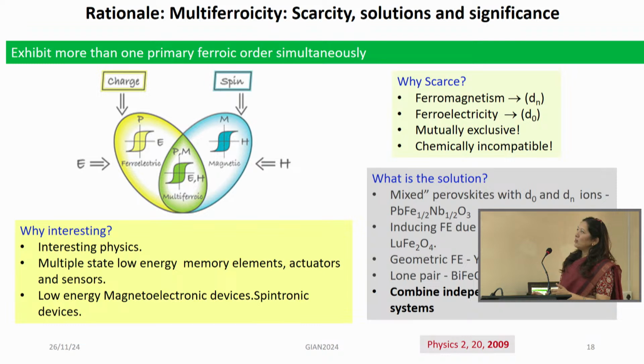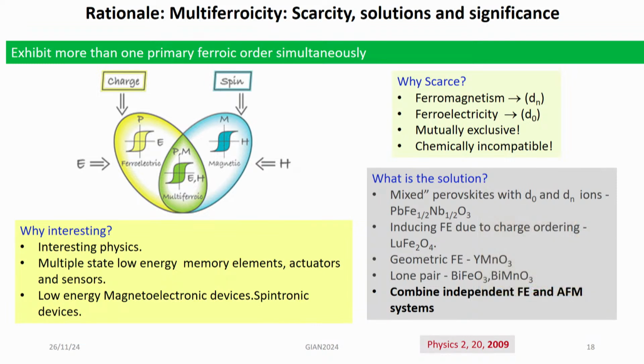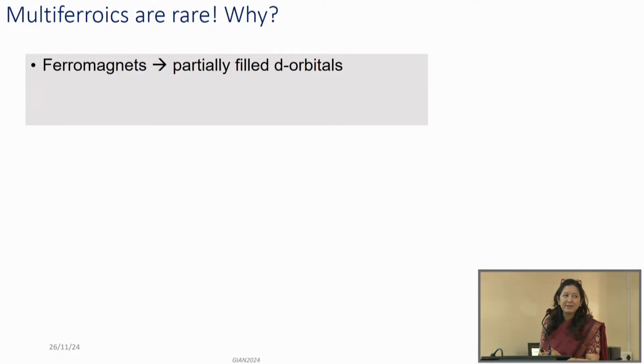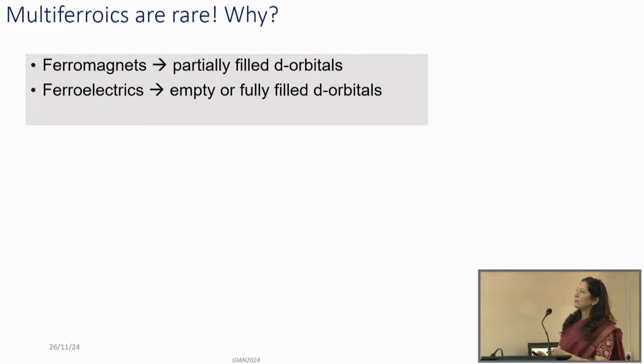So what is the rationale? Multiferroicity is achievable on paper, yes, we can achieve it, but it is difficult to achieve in a single phase material. Why is it difficult? Because for a material to be ferromagnetic, you need a partially filled d orbital, right. You need spins which can contribute to the magnetization. And for ferroelectricity to exist, you need empty or fully filled d orbitals. So this is mutually exclusive, right. In a single material, this is not achievable.